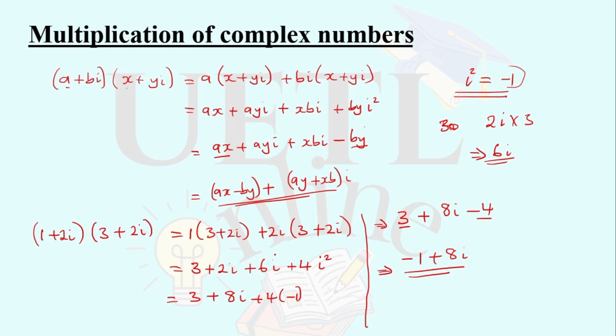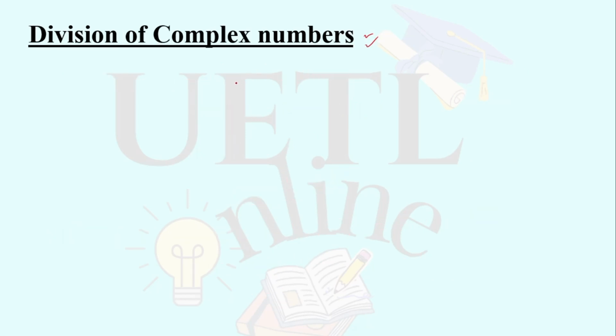Now let's take a look at division. It involves multiplication, so make sure you understood how we multiply. Before we go on, let's first talk about a conjugate. A conjugate of a complex number is a complex number in such a way that if we multiply it by it becomes a real number.